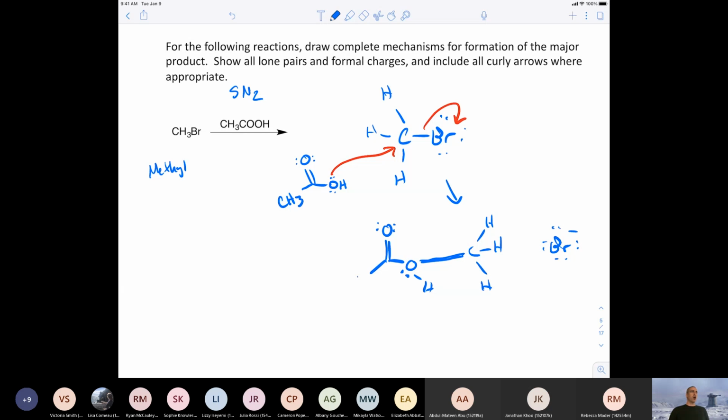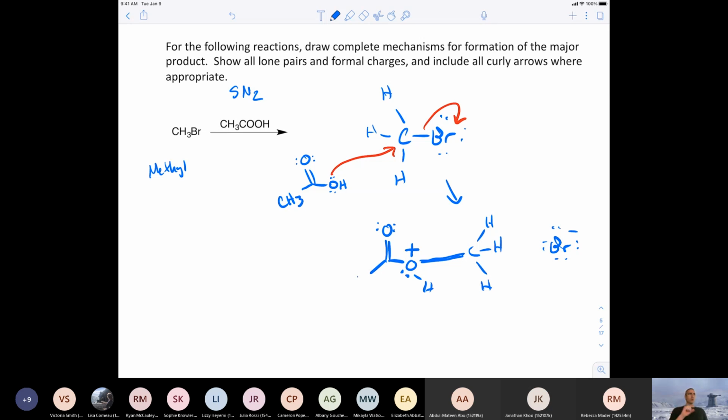Now that's an exaggerated long bond. I should have drawn it closer. It's a regular sized bond. But this puts a formal charge of a plus on the oxygen. How do you know? Well, calculate formal charge, right? Oxygen is 6 valence electrons, minus 3 bonds, minus 2 unshared electrons, and we have that structure.